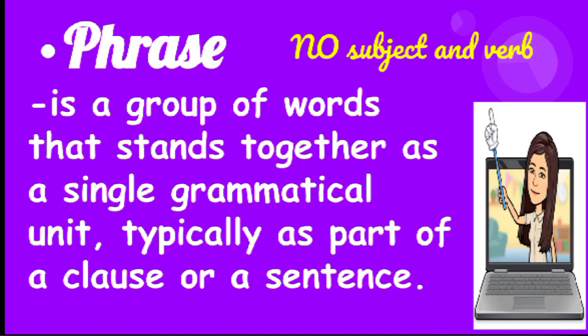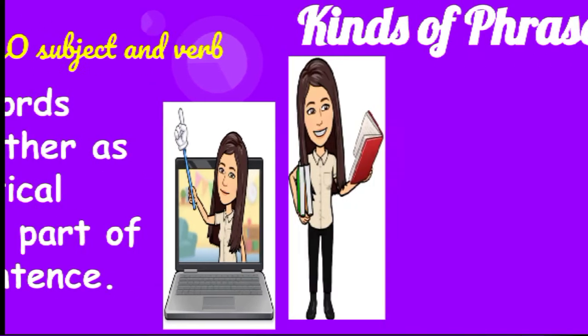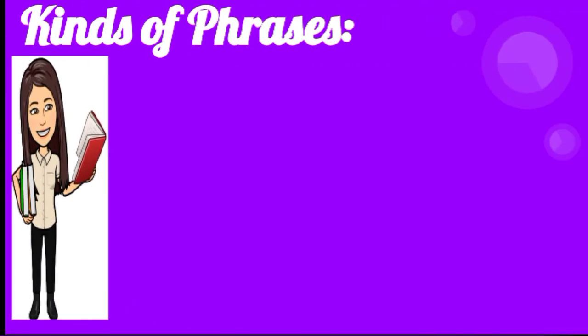A phrase acts as a noun, an adjective, or an adverb in a sentence, so it can also be defined as a group of related words which lacks a subject and a verb that acts as a single part of speech in a sentence. We have here kinds of phrases. First one is a noun phrase.